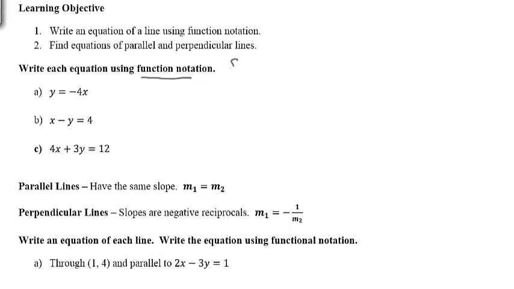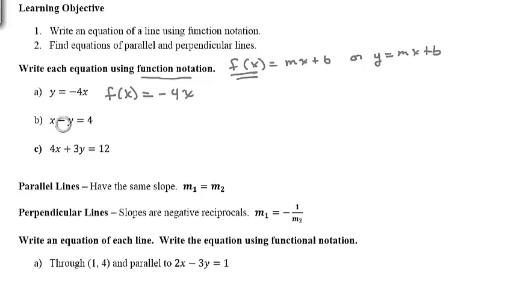Remember, function notation is f of x equals mx plus b, or that's the same as y equals mx plus b. But since we want function notation, we need to make sure that we replace that y with f of x. So the first thing that we need to do is make sure that the equation is solved for y. And this first example, the only thing that we have to do here is replace the y with our function notation f of x. So that would be f of x equals negative 4x.